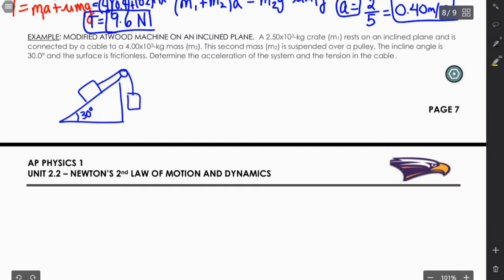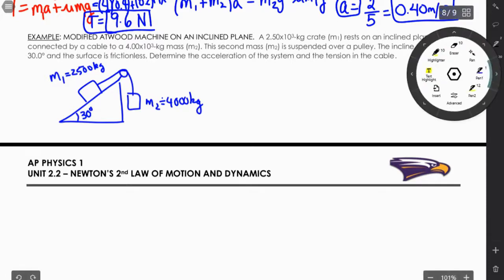M1 is 2,500 kilograms. M2 is 4,000 kilograms. Okay, frictionless surface, which is good, because then we don't have to worry about any effect. So if you think about it, this system will accelerate with the 4,000 kilogram block moving down, which means this block is going to move up the incline. So that's going to help us with our positive direction. Positive X is going to be up the incline, positive Y is going to be down the incline.